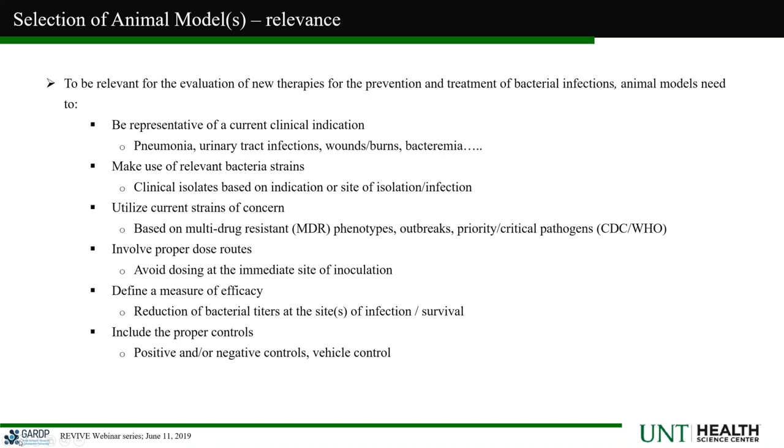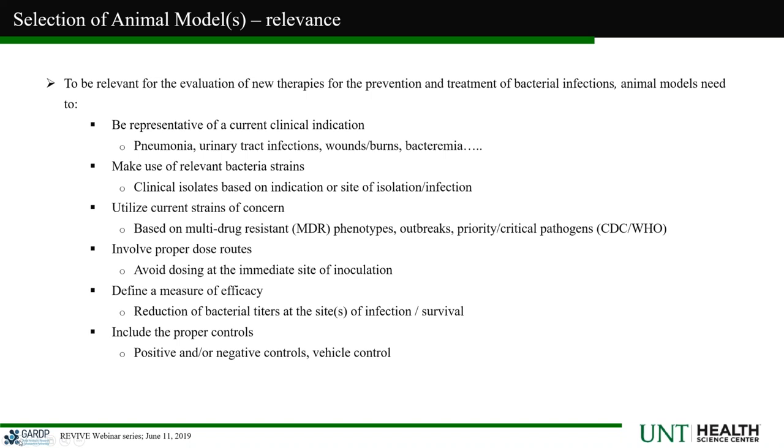It has to make use of relevant bacterial strains. It has to be, in my mind, again, this is my opinion, clinical isolates that are found from that clinical indication. And what I mean by that is, if you're going to develop a UTI model, you really need to start with uropathogenic E. coli, Klebsiella, Pseudomonas. If you're going to do a pneumonia model, then a clinical isolate that came from a lung aspirate or bronchial lavage would be the best way to move forward. You have the best chance of developing that model with that type of isolate. You're not going to try to get a pneumonia model working with a UTI isolate. So that becomes very important in my mind to start with clinical isolates.